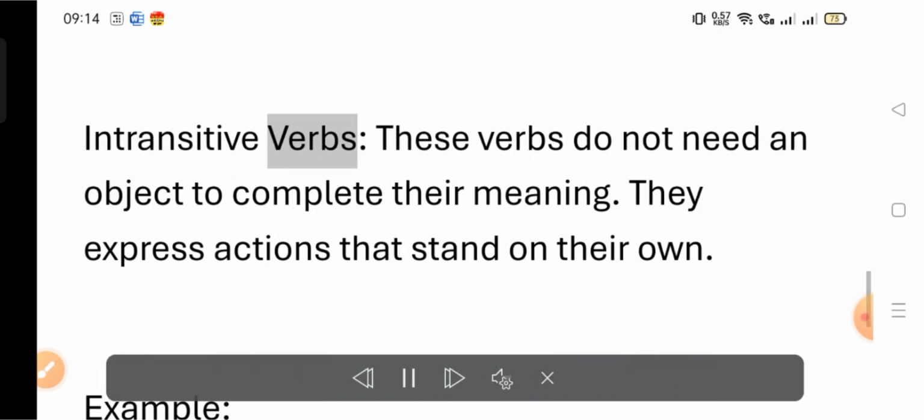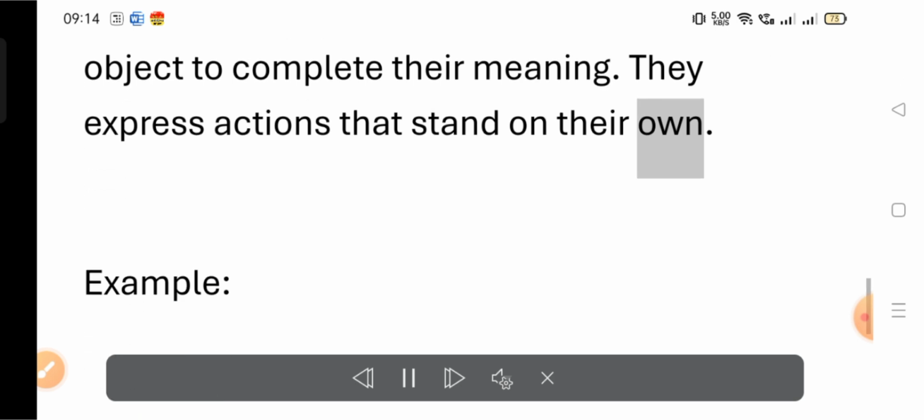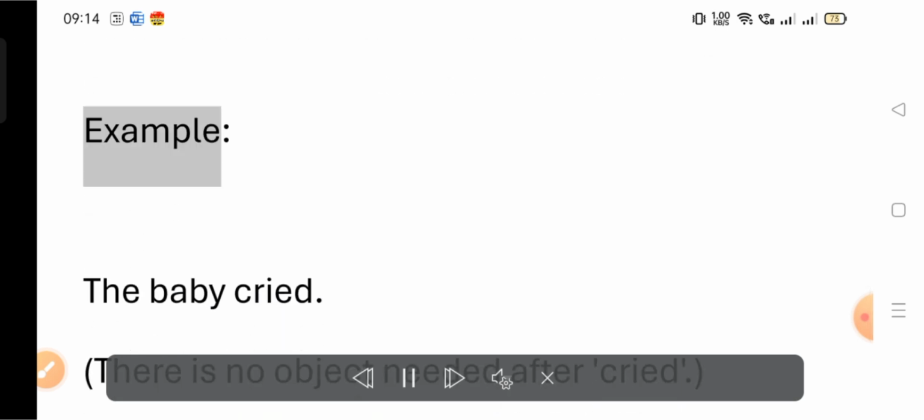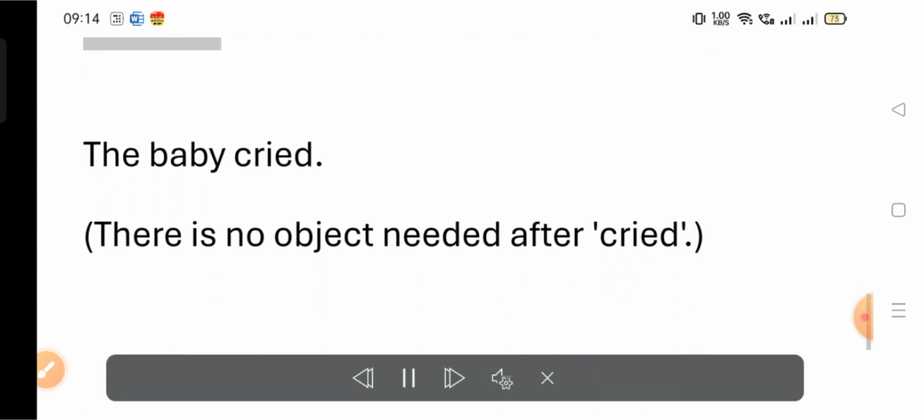Intransitive verbs. These verbs do not need an object to complete their meaning. They express actions that stand on their own. Example: The baby cried. There is no object needed after cried.